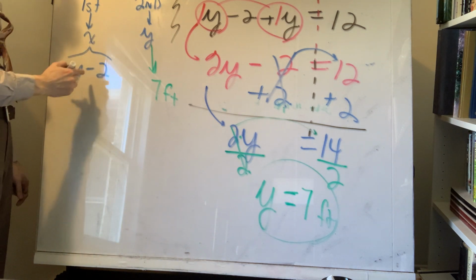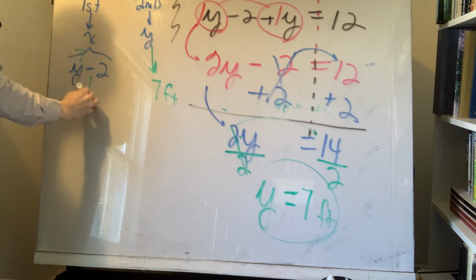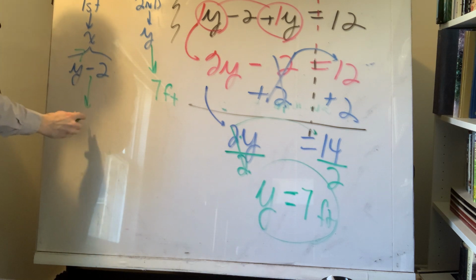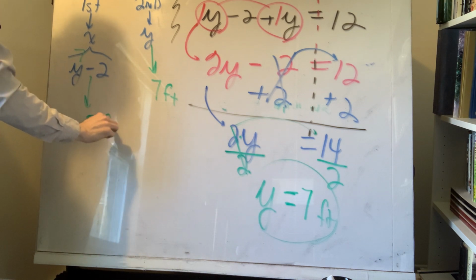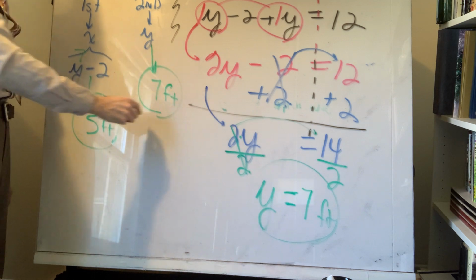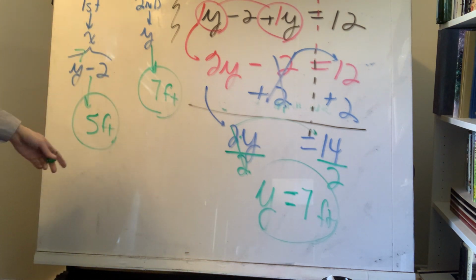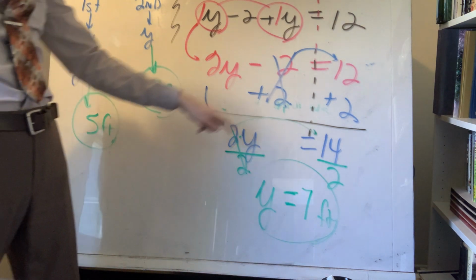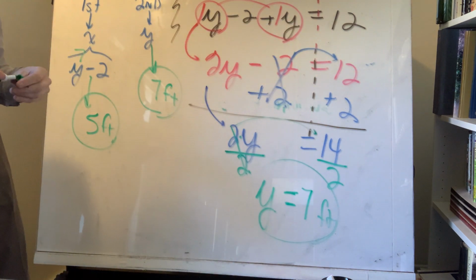If x is 7 minus 2, what is x then? X is really 5 feet. Those are your two answers. And that makes sense, right? Because what's 7 plus 5? 12.